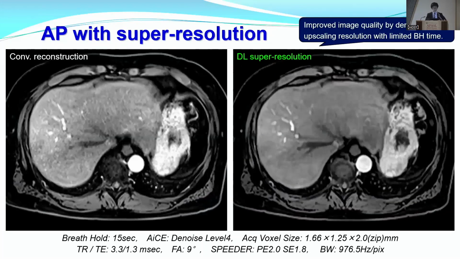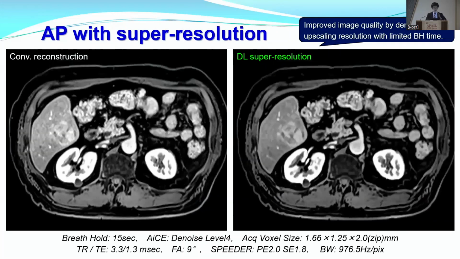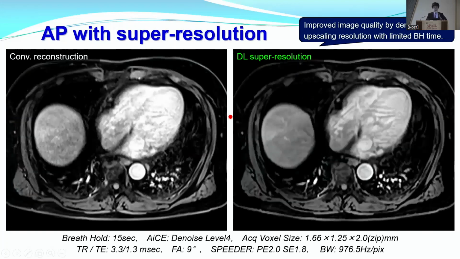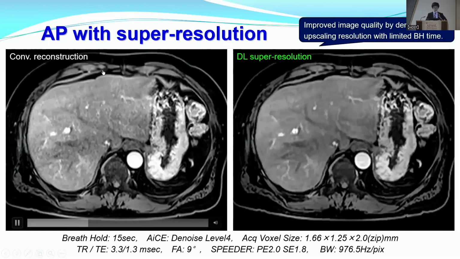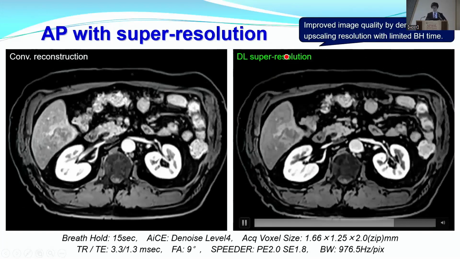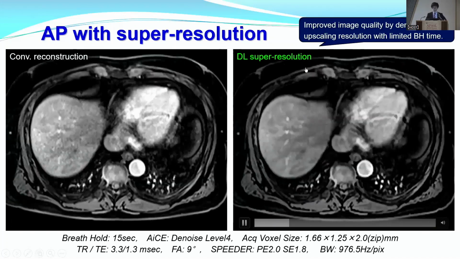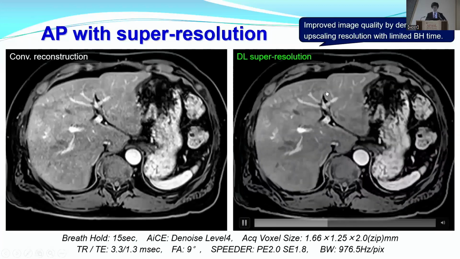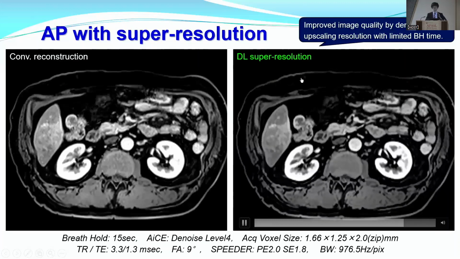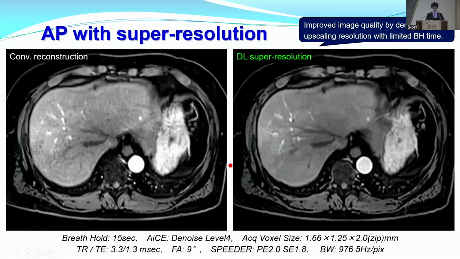So deep learning super resolution can potentially be applied for dynamic contrast enhanced imaging. Here are the arterial phase images reconstructed with conventional reconstruction and deep learning super resolution. As you can see, improved image quality by denoising and upscaling resolution has been achieved for the images with deep learning super resolution within the limited breath holding time of 15 seconds.